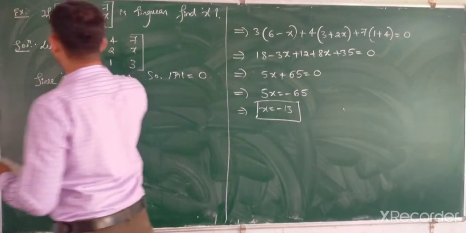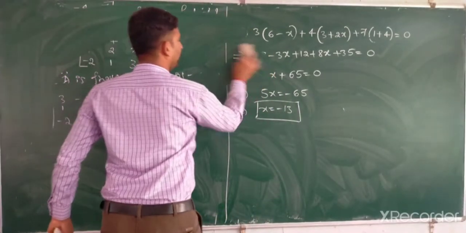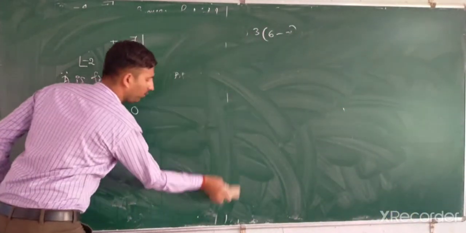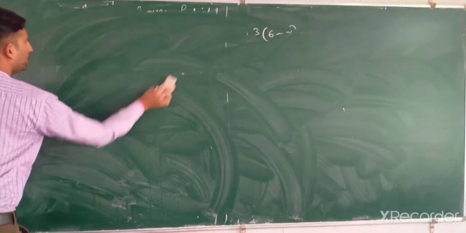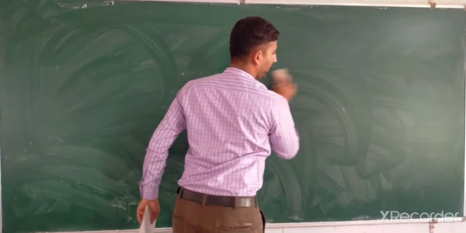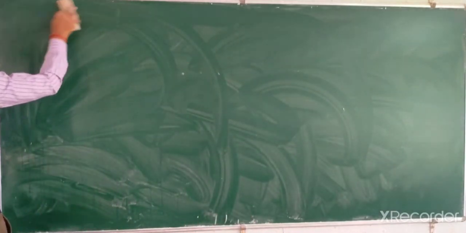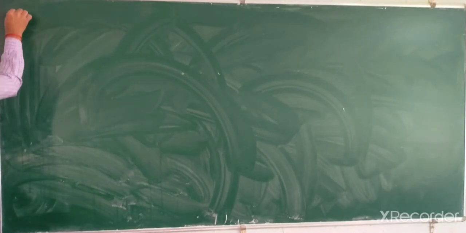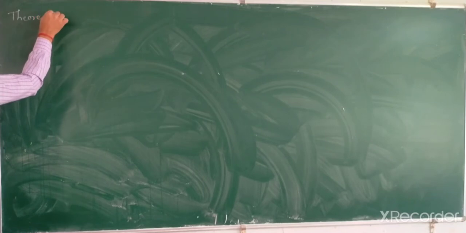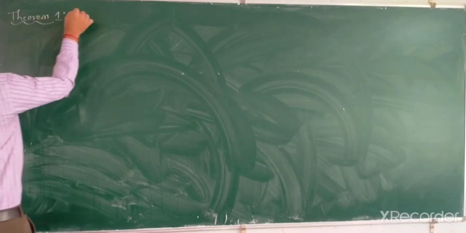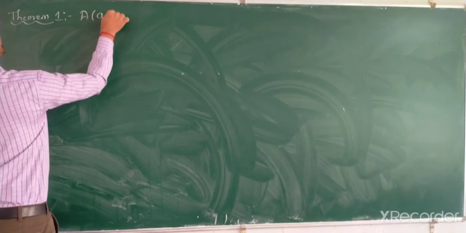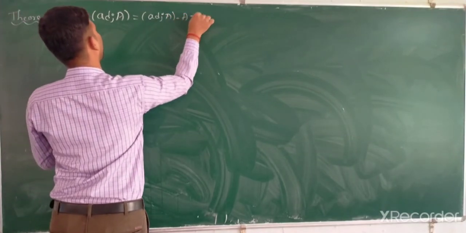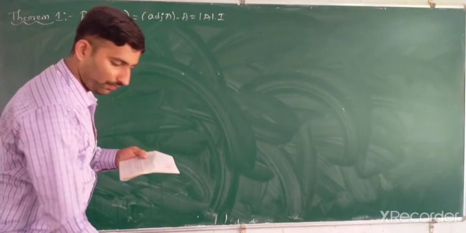Just to take theorem number 2 and 3, which are theorems, there will be no proofs. Just to take the statement of the theorem. Theorem 1, what it says? A into adjoint of A is equal to adjoint of A into A, which is nothing but determinant of A into I.